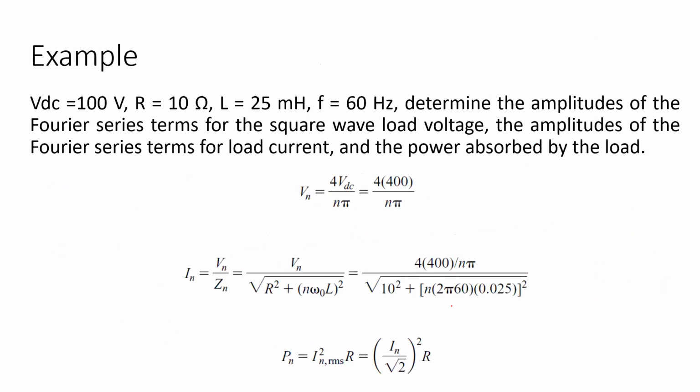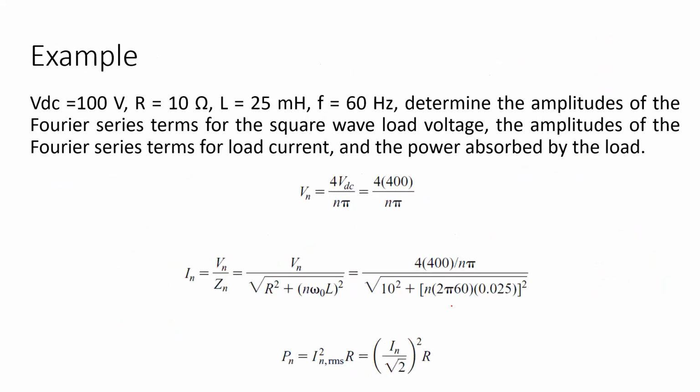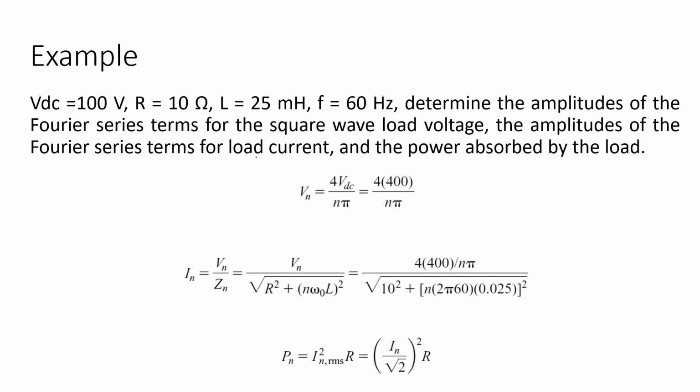Okay, so we have a small example. Listen to this lecture again and try to do this at home. You will get the understanding. So in this example, we have VDC equals 100 volts, R equals 10 ohms, L equals 25 millihenry, F equals 60 hertz. Then we are asked to determine the amplitudes of the Fourier series terms for the square wave load voltage, the amplitude of the Fourier series terms for load current, and the power absorbed by the load. So same equation we used earlier.